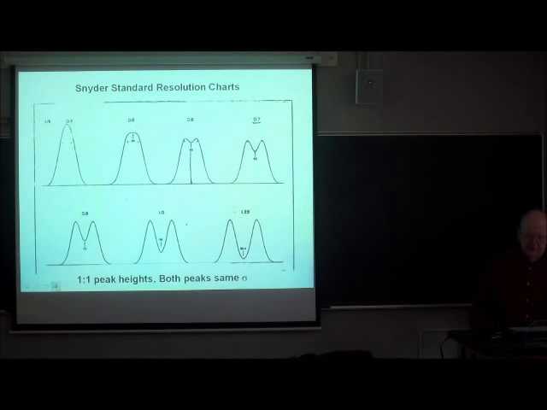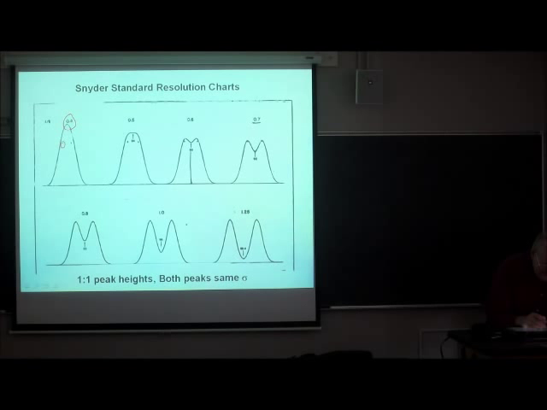Okay, now, these are copied from the Snyder papers. And what he's done here is plotted 7 different pairs of peaks. Both peaks are of the same height, exactly the same height, and both peaks have the same standard deviation. And what he's doing is showing you what the peaks would look like if the resolution were only 0.4. You're only going to see one big lump. It's going to look, for all intents and purposes, like a single peak.